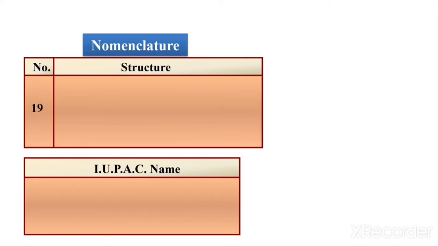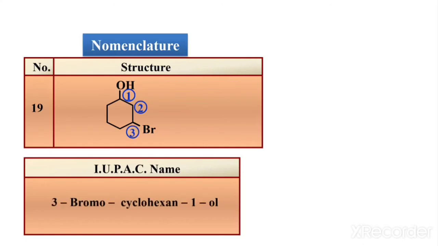Next example, this is a cyclic compound, and for cyclic compound numbering starts from this hydroxyl, therefore this is 1 2 3, okay, and here the IUPAC name is 3-bromo, because at 3 number position there is bromine, therefore 3-bromo cyclohexane, because cyclic compound, as we discussed, the prefix is cyclo, cyclohexan-1-ol. Okay, thank you.